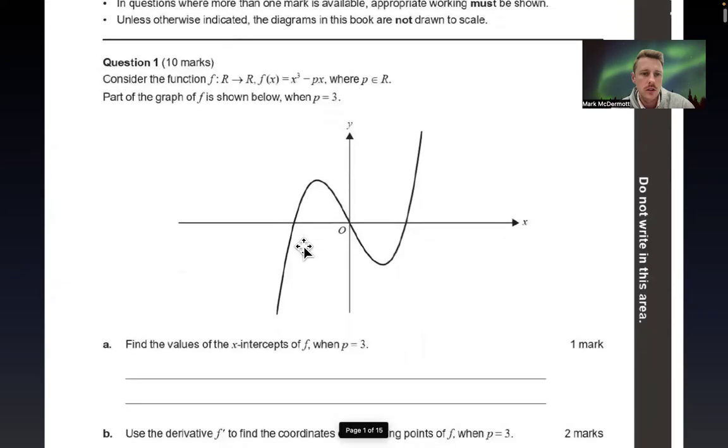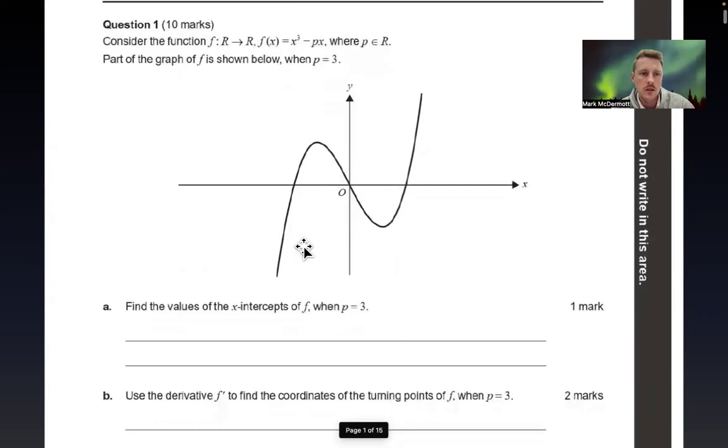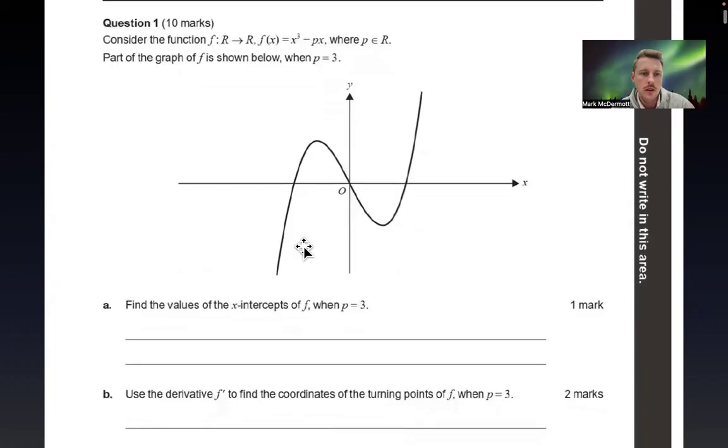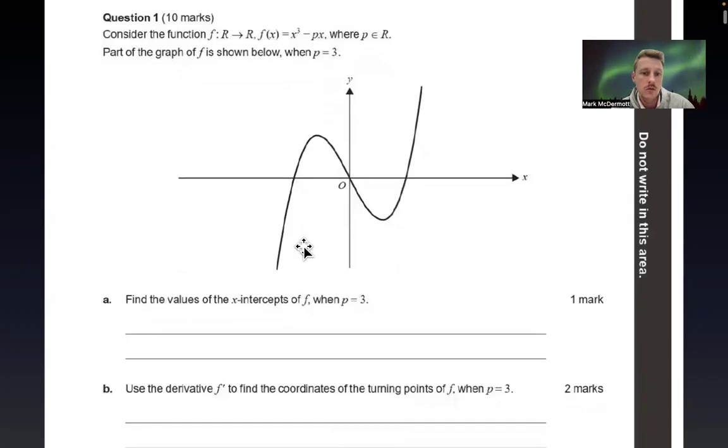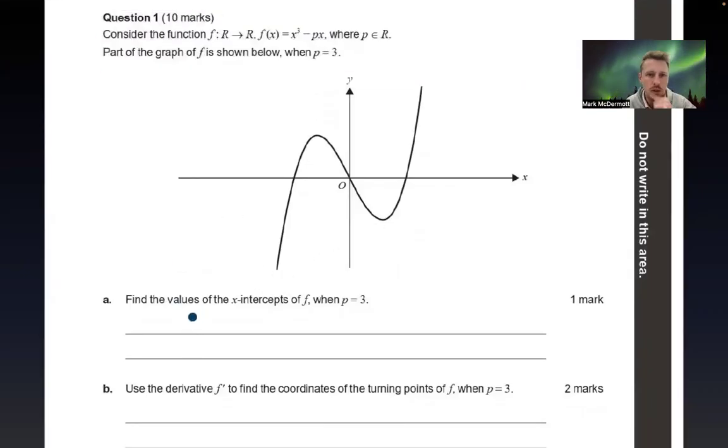Question 1, consider the function f of x equals x cubed minus px, where p is an element of all real numbers. Part of the graph of f is shown below when p equals 3. Find the values of the x-intercept when p equals 3.